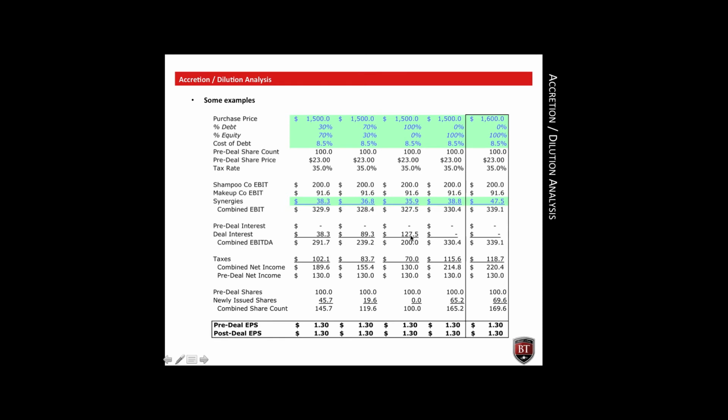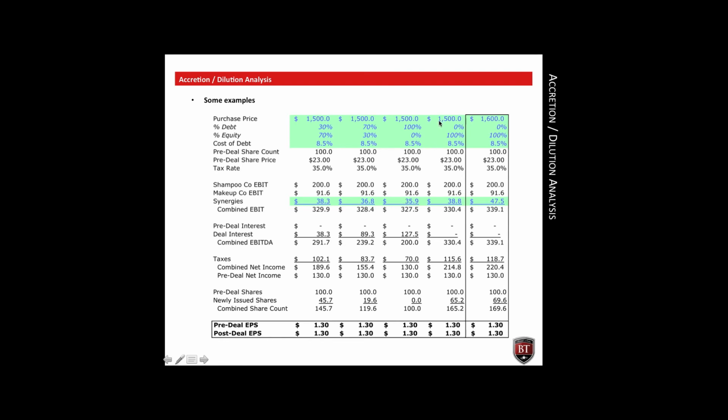a big interest number. We're paying interest on the entire purchase price, or 127 million of interest, giving us a combined EBIT of 328. When we back out our 291.6, we get 35.9. So it might say to this company, hey, if you could pay for this all in debt, it seems to be the most cost effective in terms of requiring the least amount of synergies.